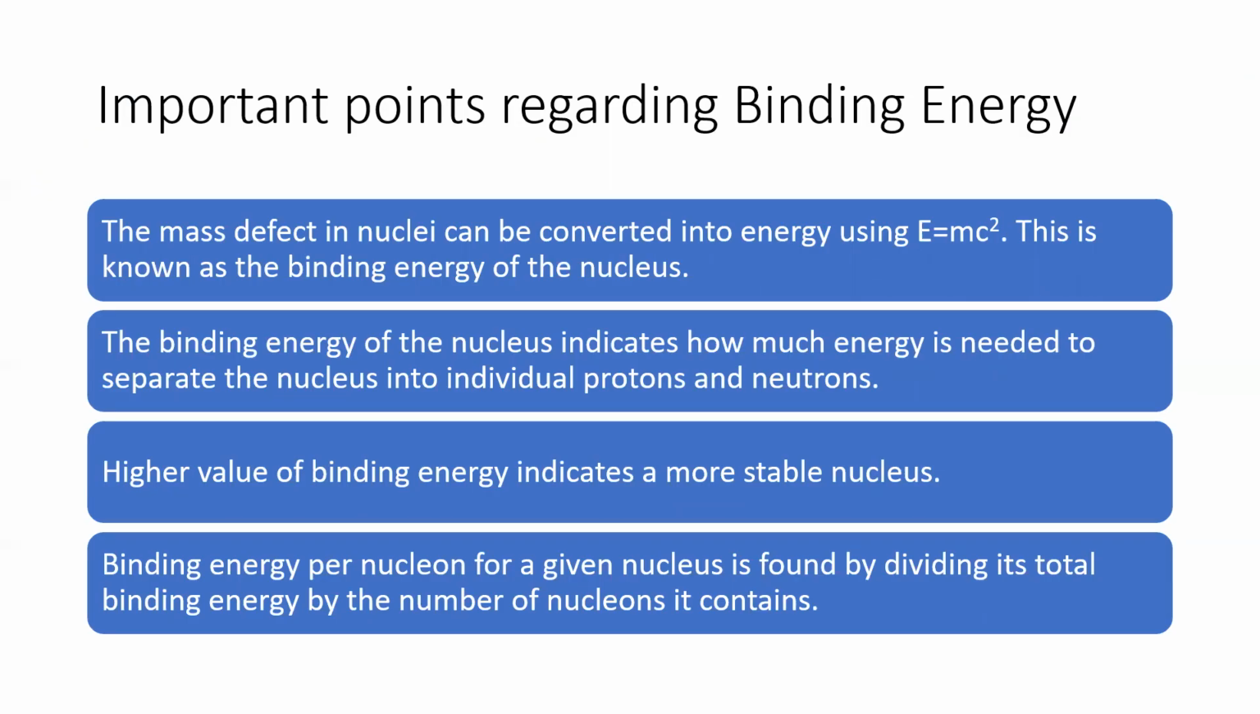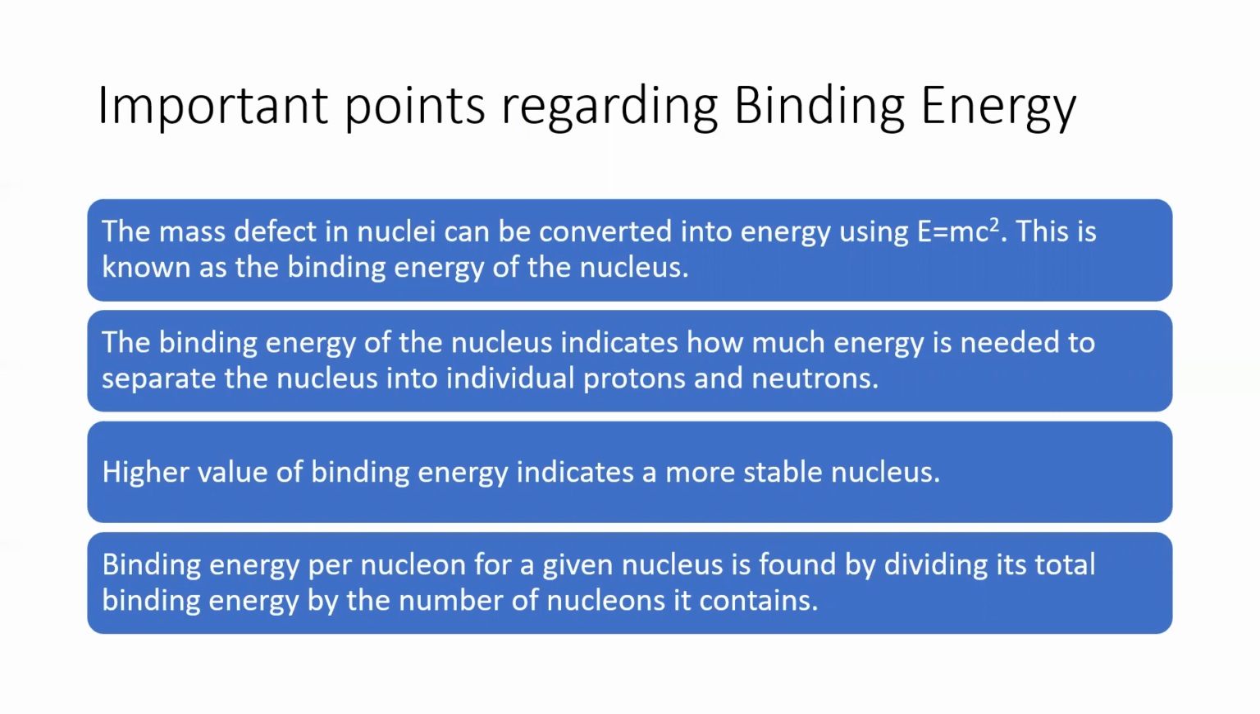A higher value of binding energy indicates a more stable nucleus. Why? Because it means that more energy is required to break apart that nucleus. It means they are together in a very solid shape, and it is difficult to break them apart.